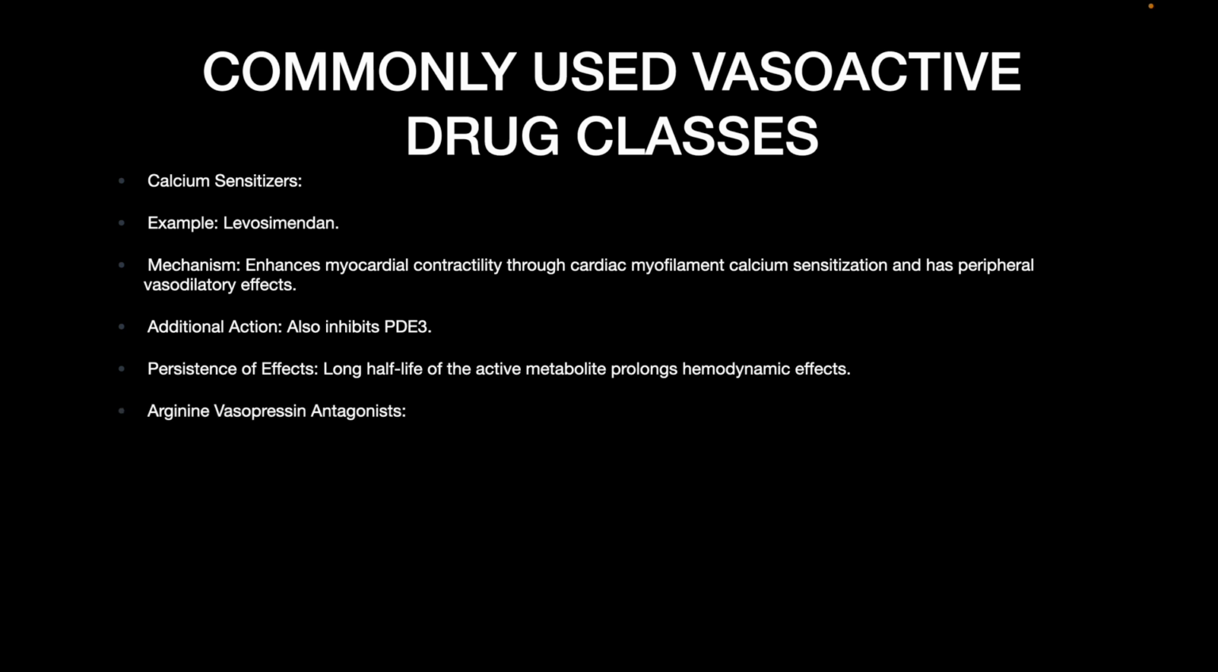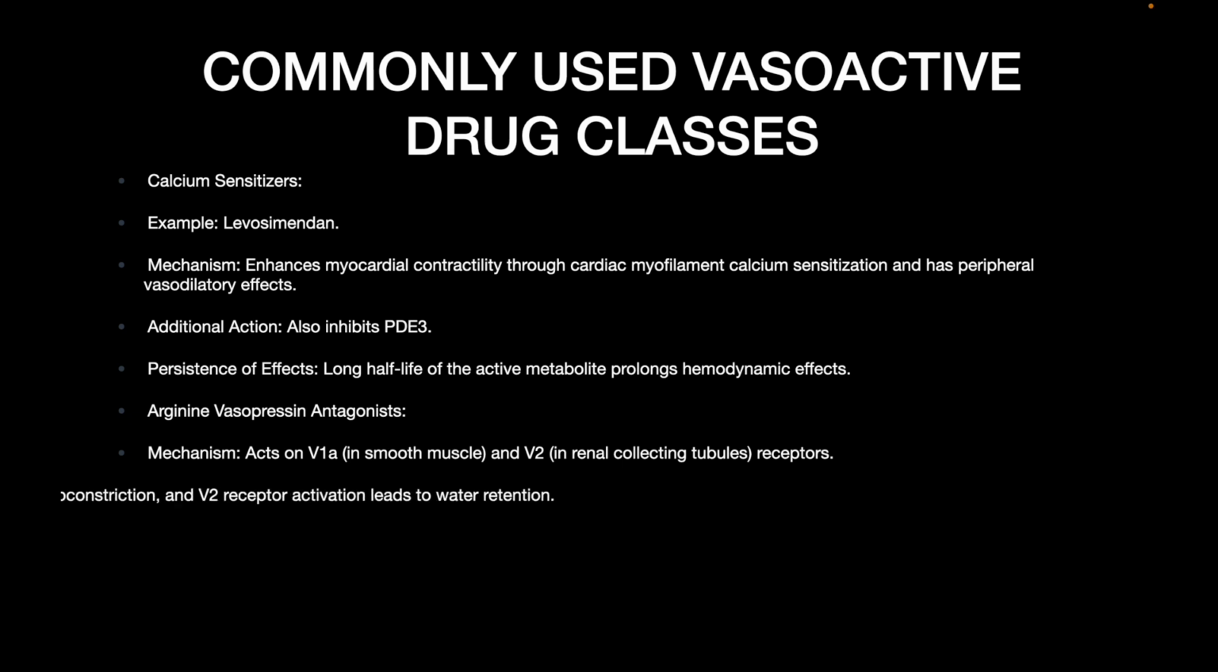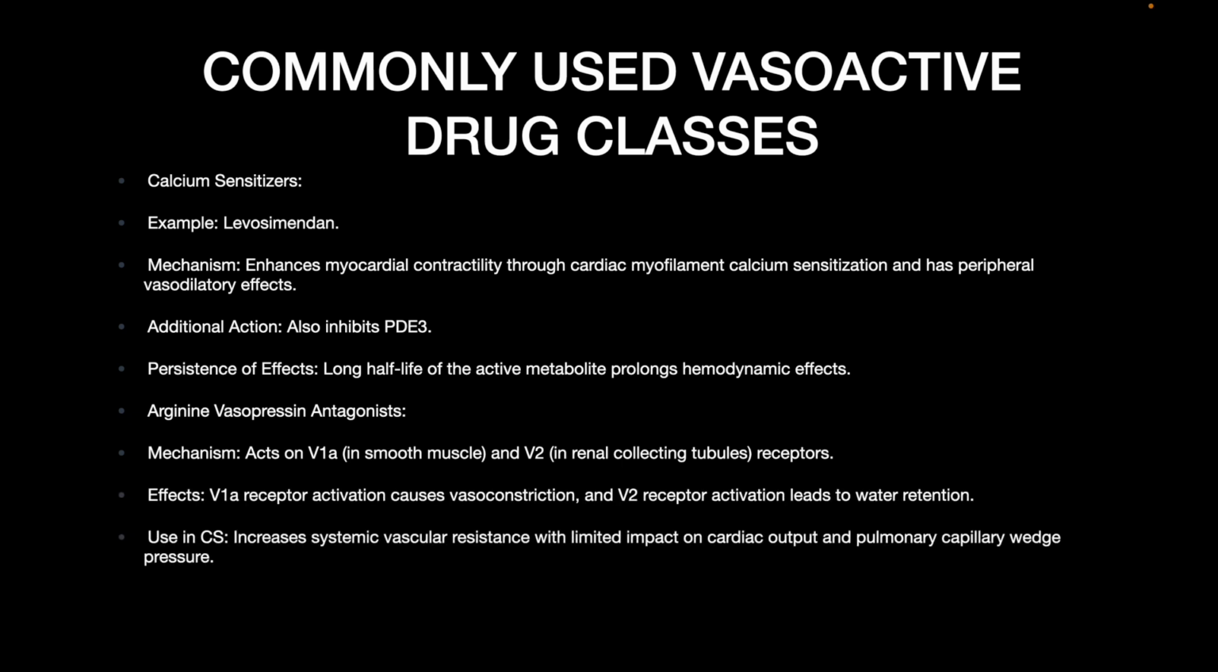The next is arginine vasopressin agonists. They act via the V1A receptor and V2 receptors. They cause vasoconstriction and water retention. The use is mainly to improve the systemic vascular resistance to improve the cardiac output. Now, they may ameliorate the vasoplegia and reduce the catecholamine resistance.